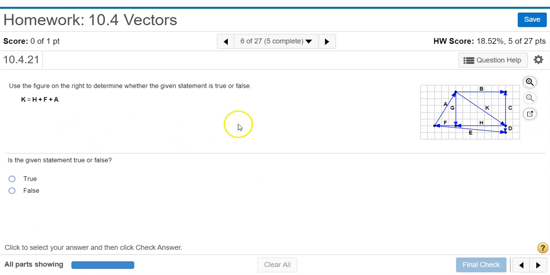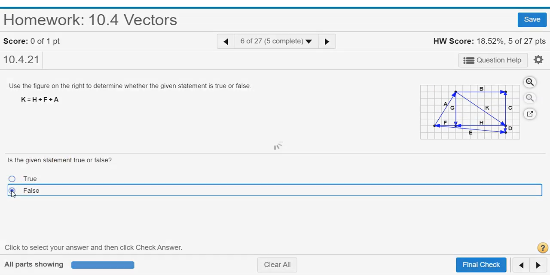Now we have K equals H plus F plus A. So here is H. If we add F onto it, we continue going in this direction. And if we add A to it, then we go in this direction. And we're trying to see if that equals K. So here's where our arrow started, and here's where it finished. It does look like K does span that distance, but K has the wrong direction. K is going in the opposite direction, so it would be correct if it had negative K instead. So this one is false.